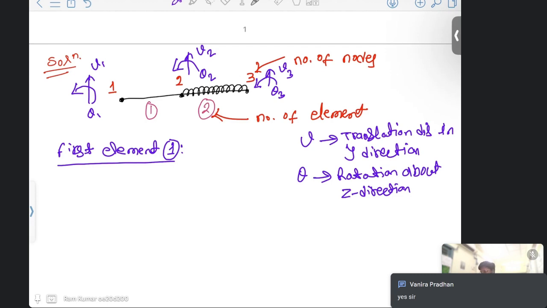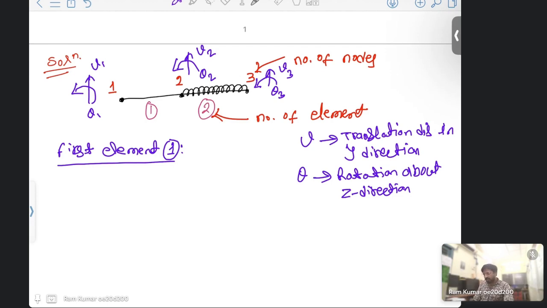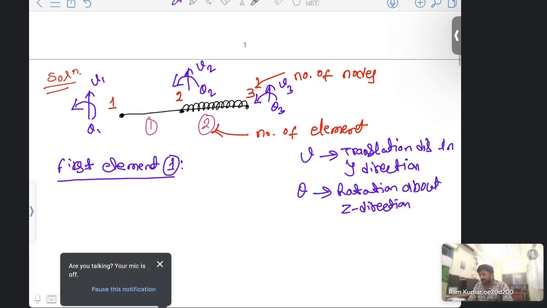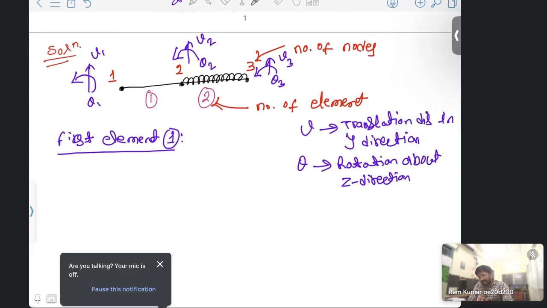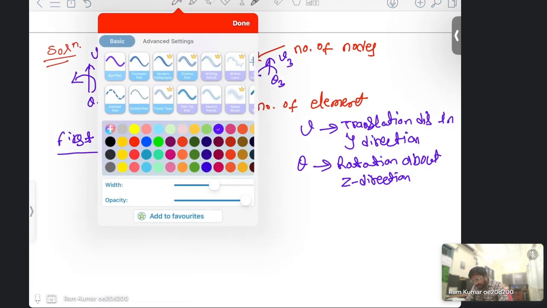So now what we have to do. First we have to find the stiffness matrix for the first element, then the second element. After finding both stiffness matrices, we are going to sum them up. Then we are going to find the final global matrix for this whole system. Then what will be the stiffness for element 1? We know that formula. What is the formula?